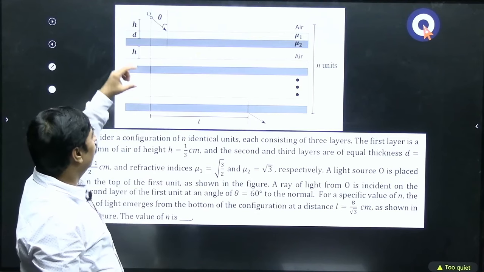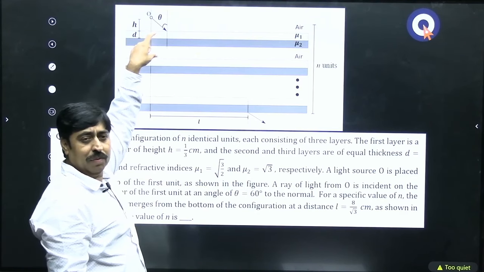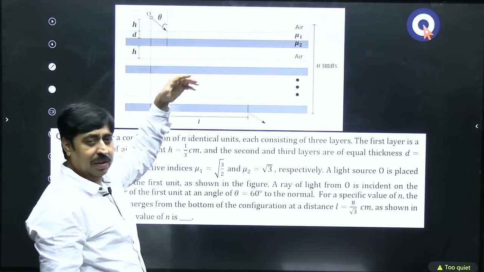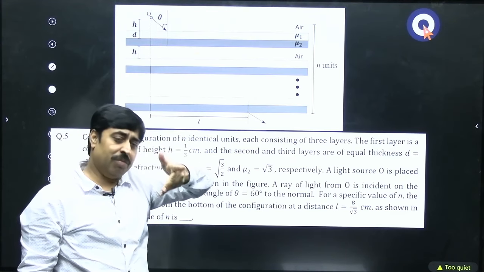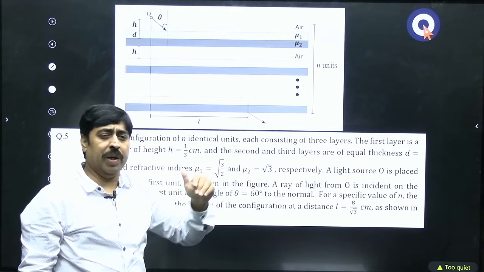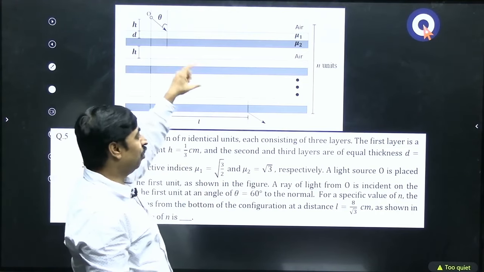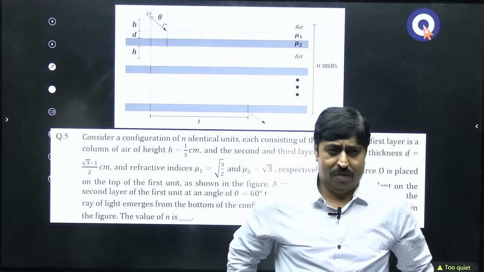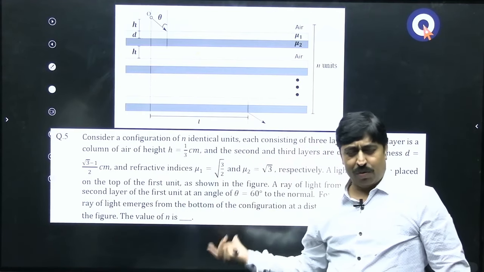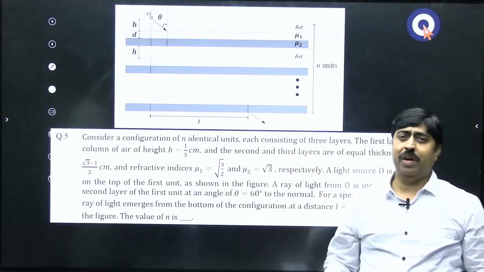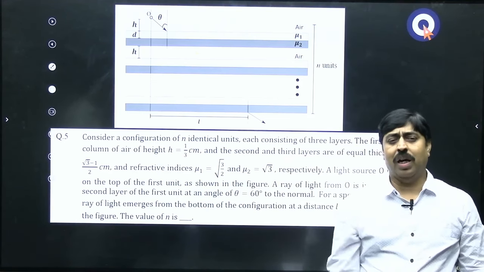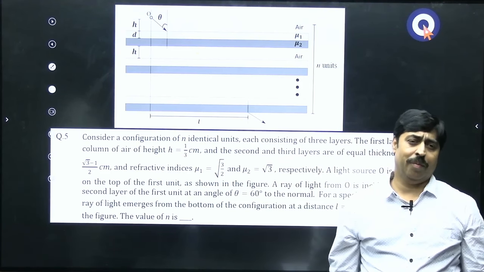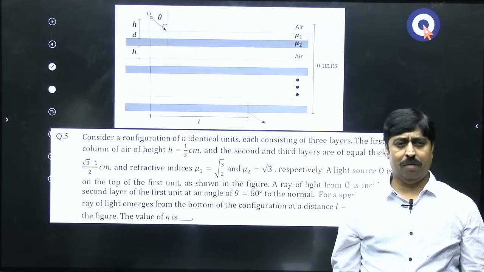After passing through one set of three media, it shifts by some amount x. Then after passing through the same set of three media again, it again shifts by x. So if it passes through those sets n number of times, the total shift is n into x. And that is how this question can be solved. It is not a very difficult question, but still, for the present session, I would say it is difficult. I will not do it. Okay, let us leave it.